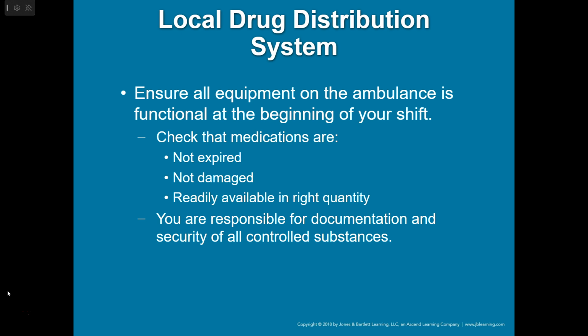Ensure all your equipment's on the ambulance and is functional at the beginning of your shift. Check that your medications are not expired, not damaged, readily available in the right quantity. You have enough of each medication, each vial, to give recommended dosage for all that. Ultimately, you are responsible for documentation and security of all controlled substances. Those controlled substances have a lot more paperwork behind them, as we covered in 13. You have to have 2 sets of locks, all that good stuff.